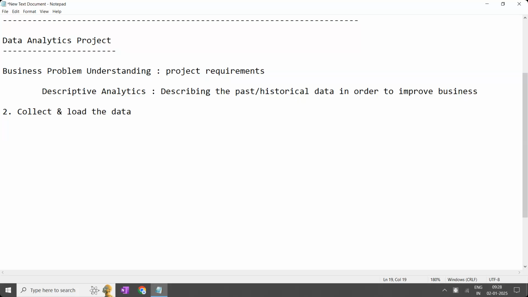As for multiple times, you have written the same thing. Okay, collect and load the data. And after collecting and loading the data, you have to do the data exploration. What is meant by data exploration means understanding each and every column.